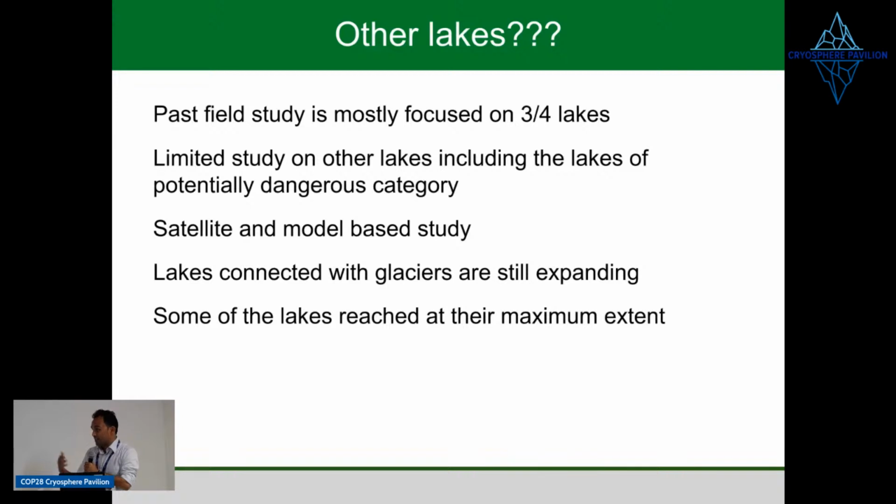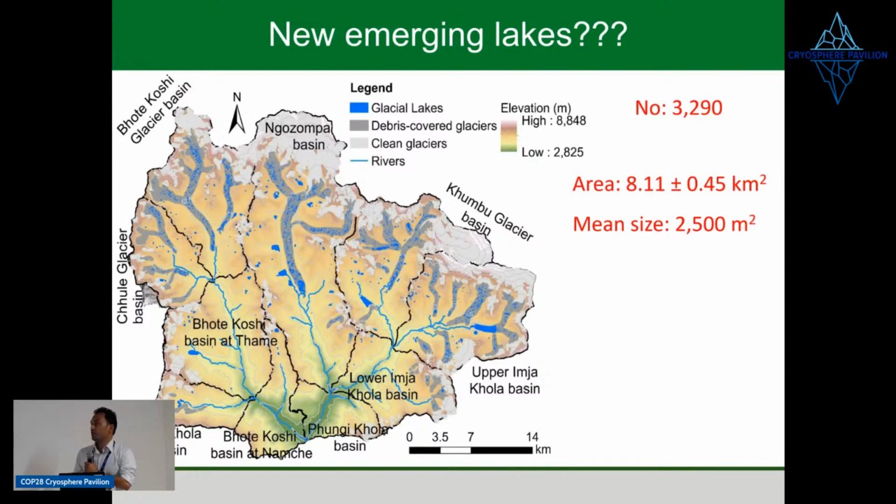Some of the glacial lakes are still growing very fast and their volume is increasing rapidly. In the future the triggering factor might be different, such as direct contact of an avalanche or calving of a glacier. New emerging glacial lakes are also increasing very rapidly.